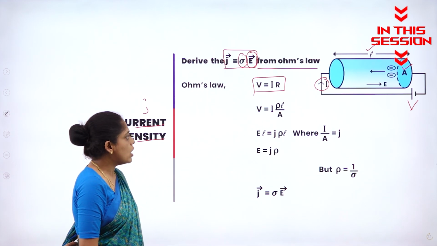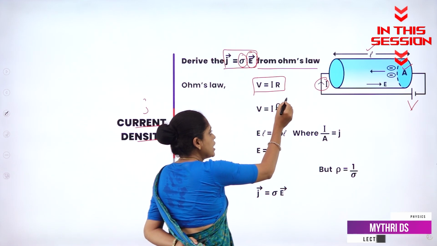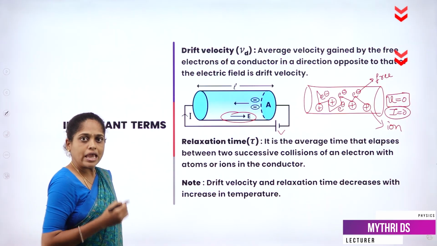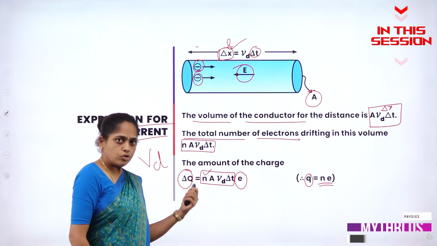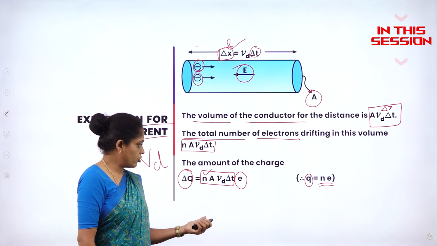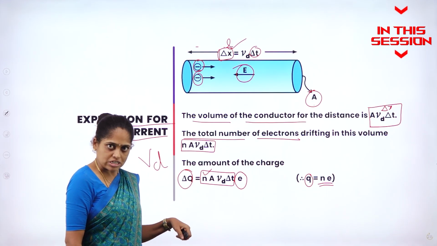V is equal to IR, where R is, now all the free electrons are in the electric field. So now you know the amount of charge transported. Calculate this charge with respect to time.